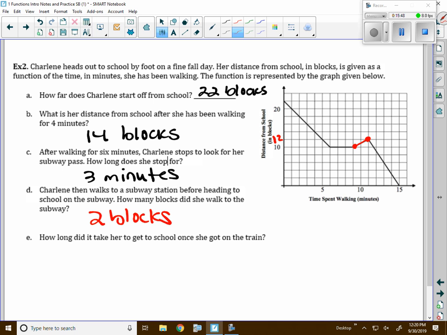How long did it take her to get to school once she got on the train or the subway? Okay, so she got on the subway here, and then she got to school right here. So that's from minutes 11 to 15, 4 more minutes.